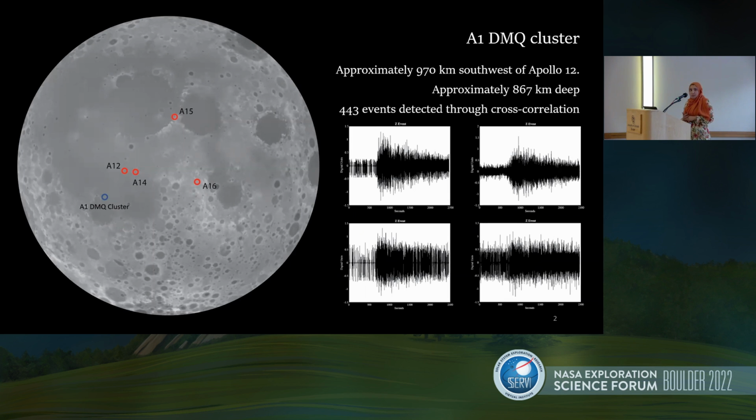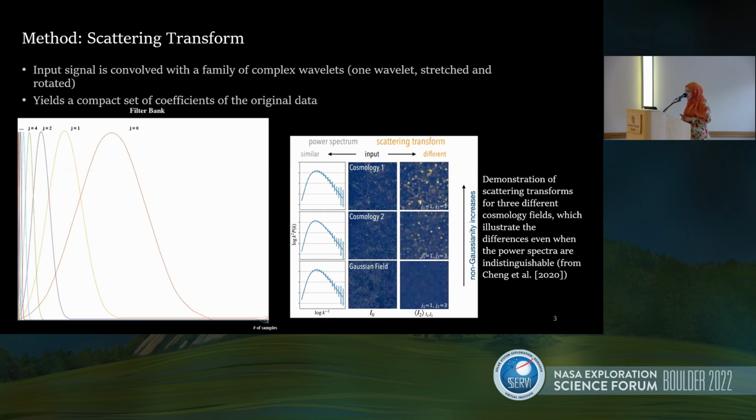So the method that I'm going to be using is called wavelet scattering transform. And this is a type of unsupervised machine learning technique in which an input signal is convolved with a family of wavelets. And this wavelet family is usually one wavelet which is stretched, compressed, and rotated so that it spans all of frequency space. And what this does is it helps yield a compact set of coefficients of the original data that really isolates the defining characteristics of that data.